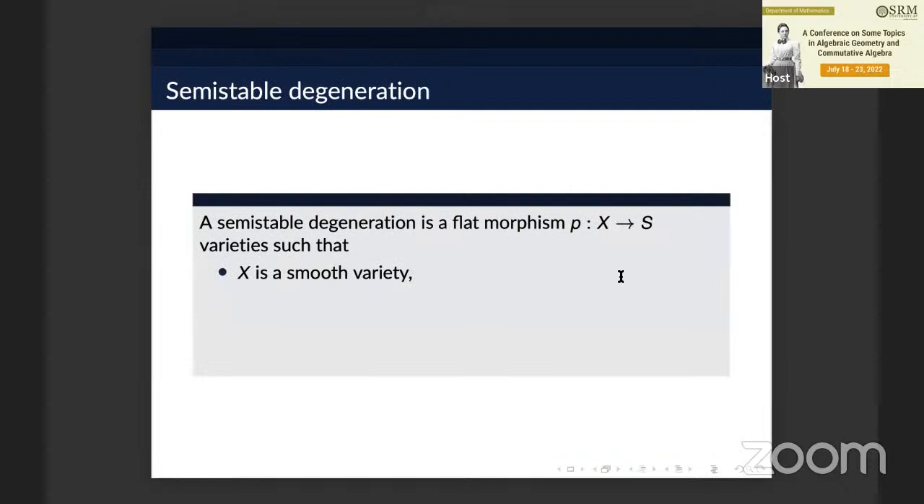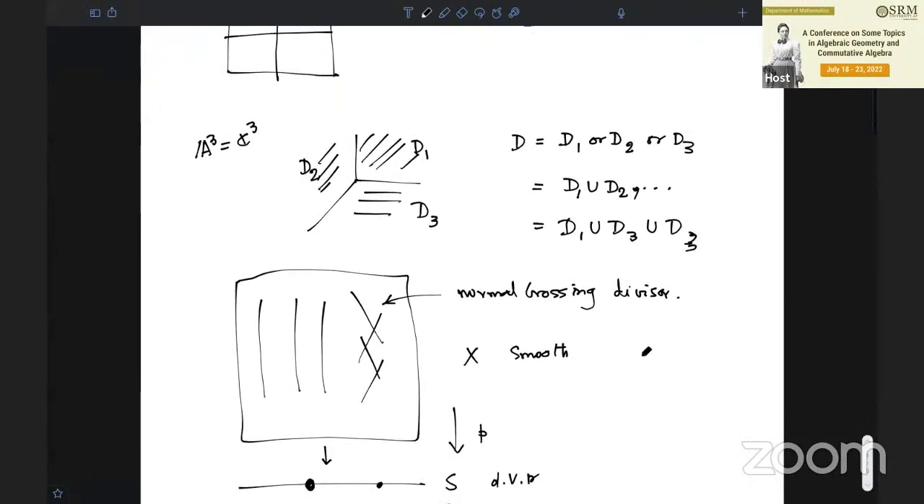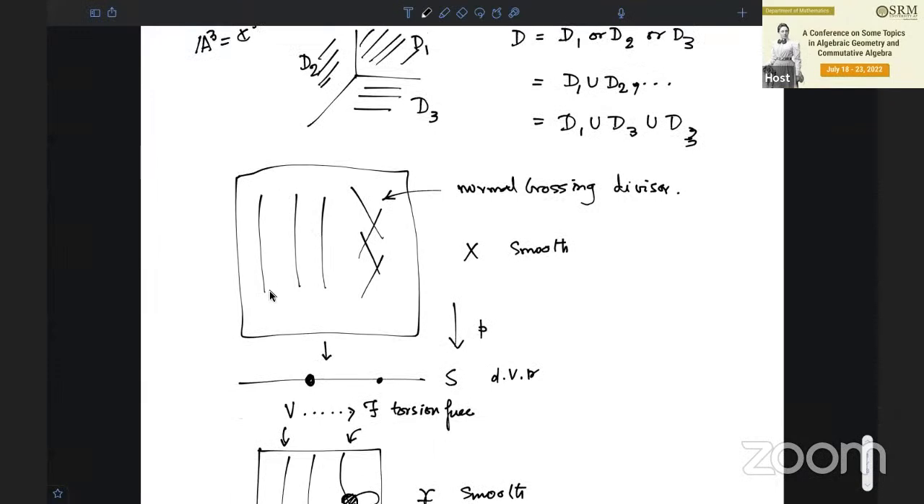Okay, so next, what is a semi-stable degeneration? A semi-stable degeneration is a flat morphism from a smooth variety to a DVR, such that the generic fiber of this map is smooth, and the special fiber is a normal crossing divisor D in X. So an example looks like this. This is my smooth variety X mapping to a DVR S. The generic fiber is smooth and the closed fiber is a normal crossing divisor in X.